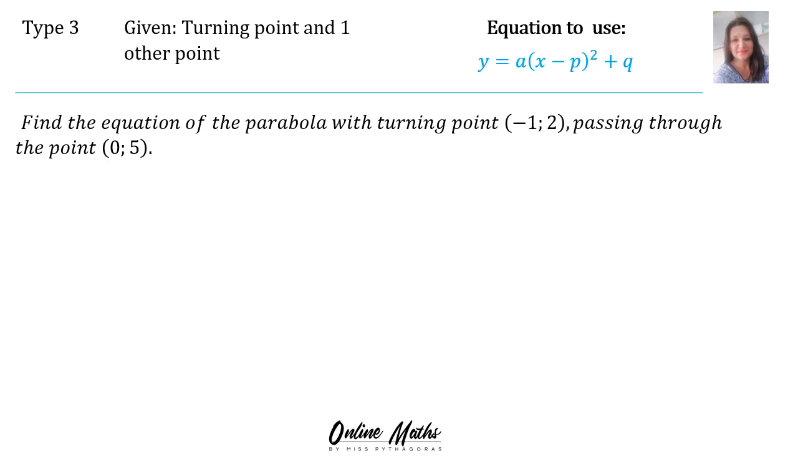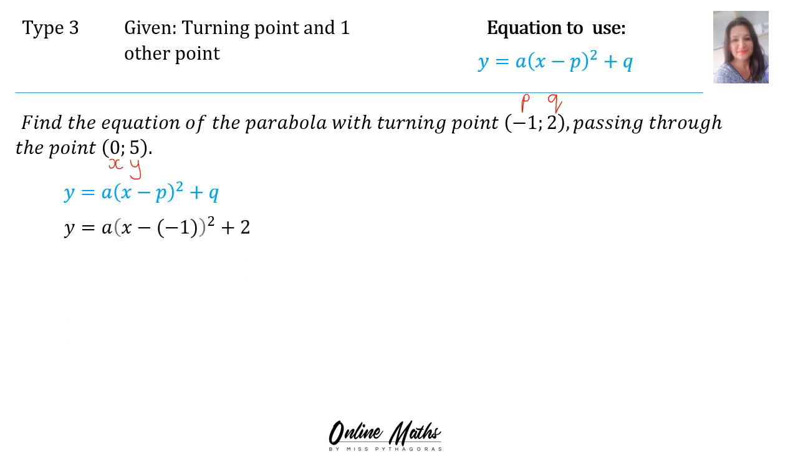Now, very important here. The fact that this is a turning point means p's value is -1 and q's value is 2. And it's this other point that you're going to substitute in x and y's place to calculate a in the end. So we'll start with the formula. y = a(x - p)² + q.